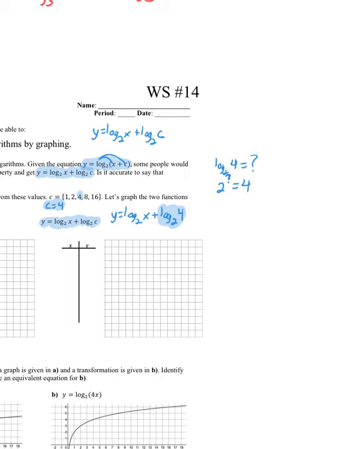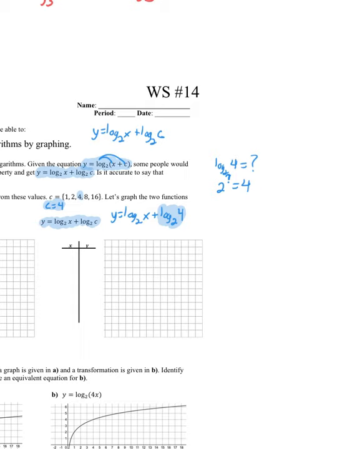What does the question mark have to equal to get 4? If I do 2 to what power equals 4? Wait, so are you taking the 4 out of the second logarithm and just putting it on the other side of the equal sign? Or is it still in the question mark?